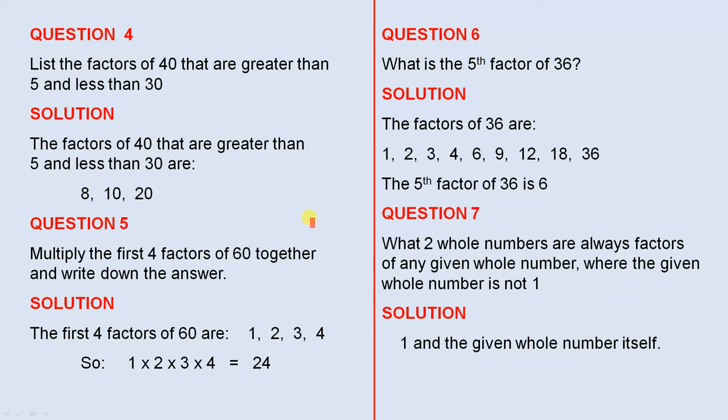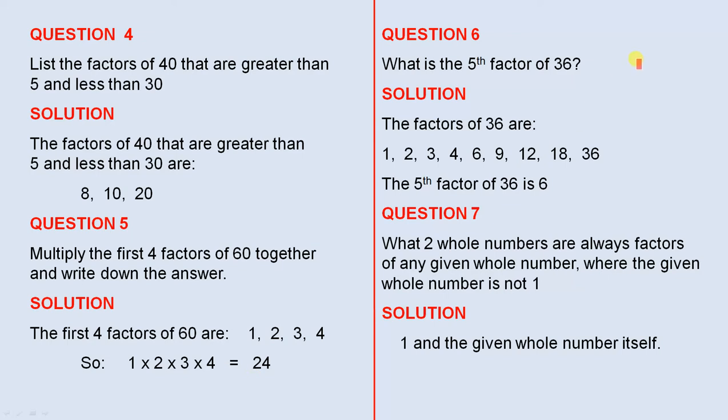Question 5. Multiply the first 4 factors of 60 together and write down the answer. The first 4 factors of 60 are 1, 2, 3 and 4. So when we multiply them together, we get 24.